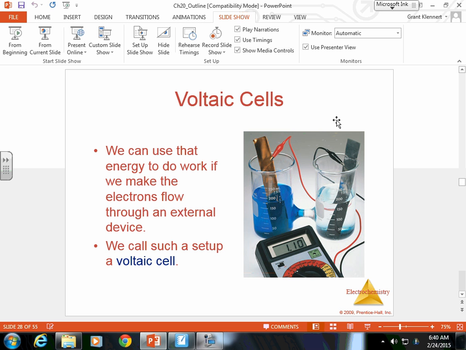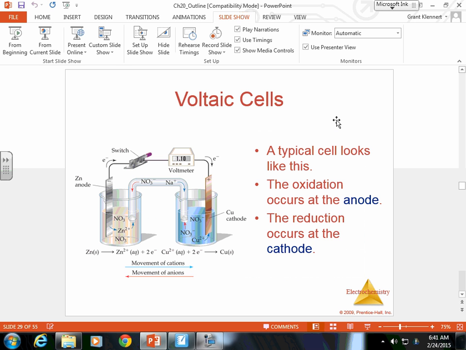So if we can figure out a setup to get this flow of electrons to produce energy, we have produced a battery. A battery is a type of voltaic cell. So if we can figure out a way to get these electrons moving, we can create a voltaic cell. And typically, what a cell looks like is this.